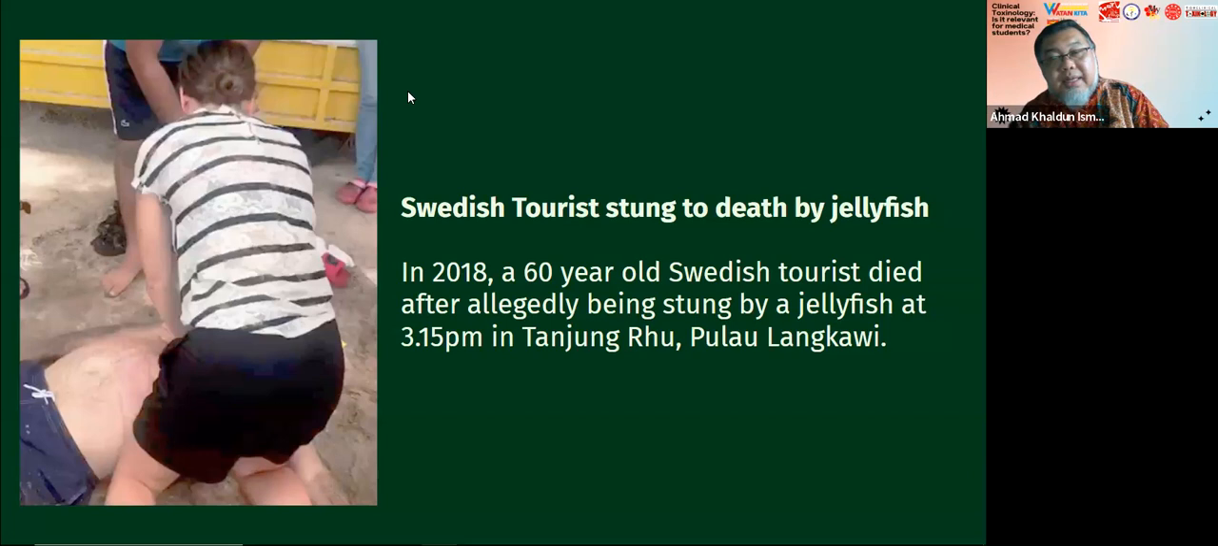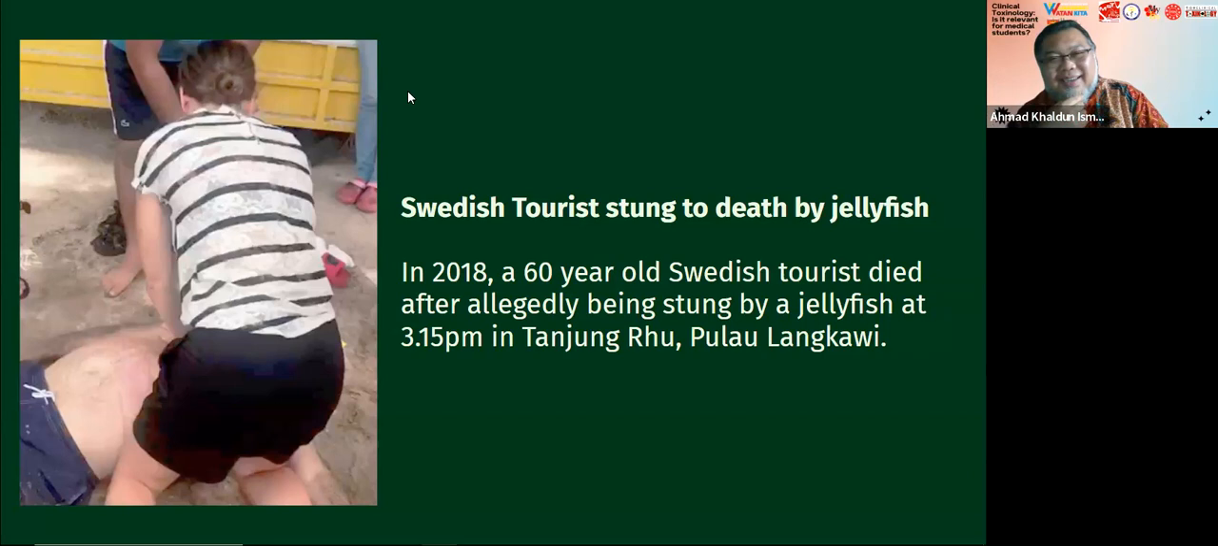It's not as expensive as the sea snake antivenom, but in Malaysia at the moment, in ASEAN at the moment, the only place that has acquired box jellyfish antivenom from the Chironex species is Sabah. There we have several hospitals around Sabah having this antivenom. What about this case in Langkawi, you ask? Unfortunately, we don't have the antivenom in Langkawi at the moment.